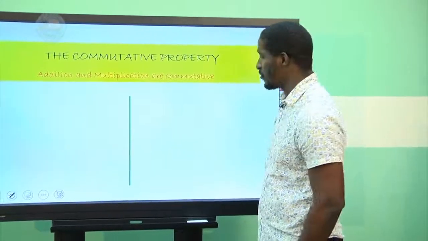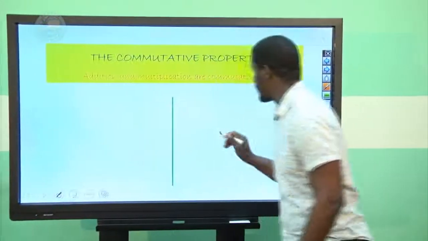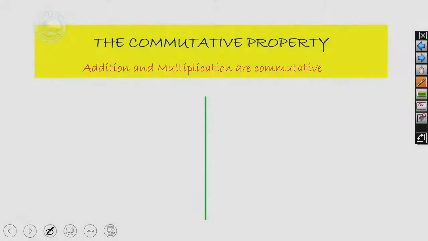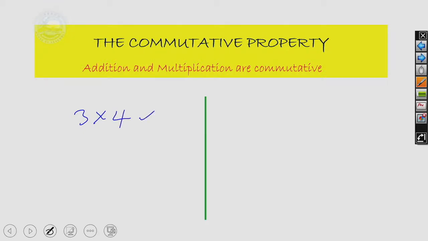When we say that, what do we mean? We simply mean that being commutative, we can have this. What is 3 multiplied by 4 multiplied by 5? 3 times 4 is 12. 12 times 5 is 60. So this here is 60.